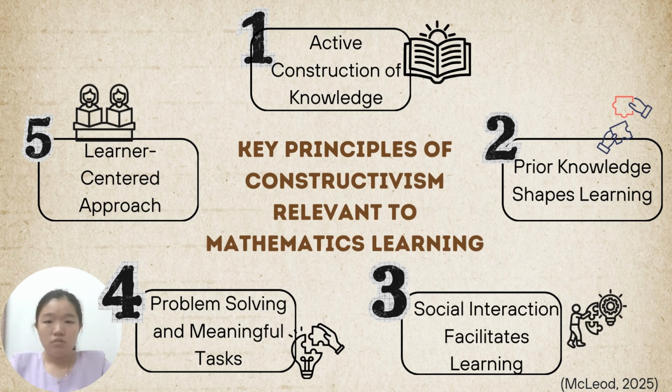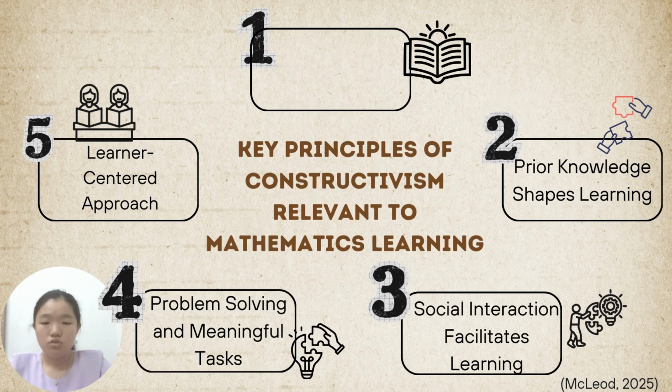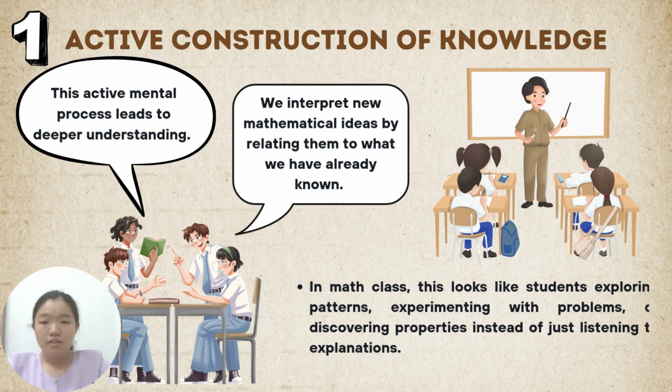So the 5 principles are active construction of knowledge, prior knowledge shapes learning, social interaction facilitates learning, problem solving and meaningful tasks, and the last one, learner-centered approach. The first one is active construction of knowledge.